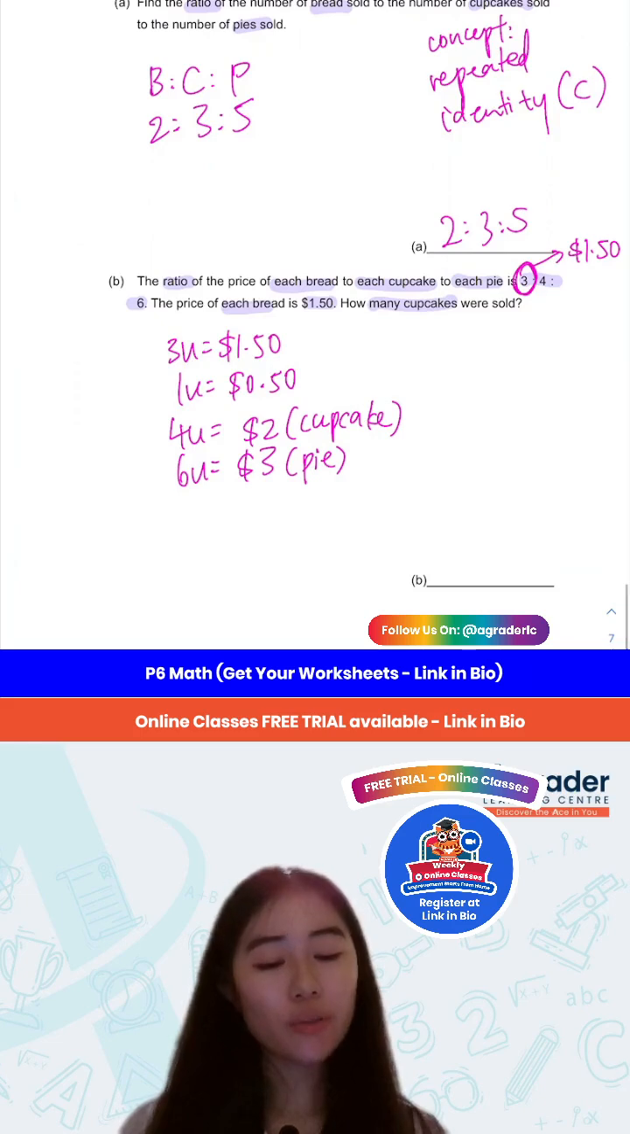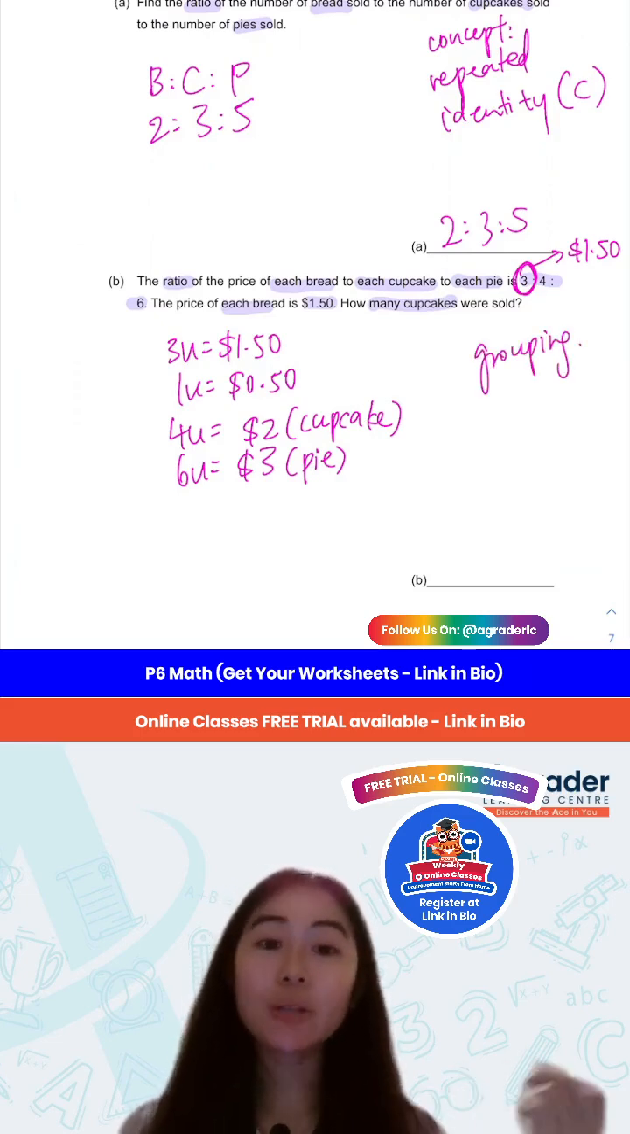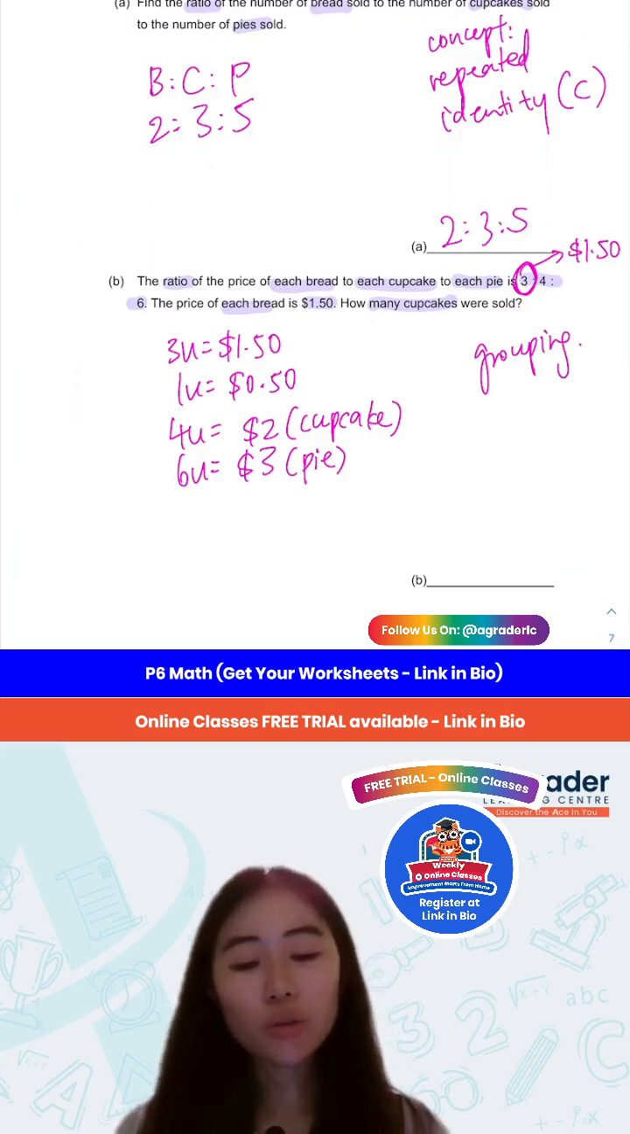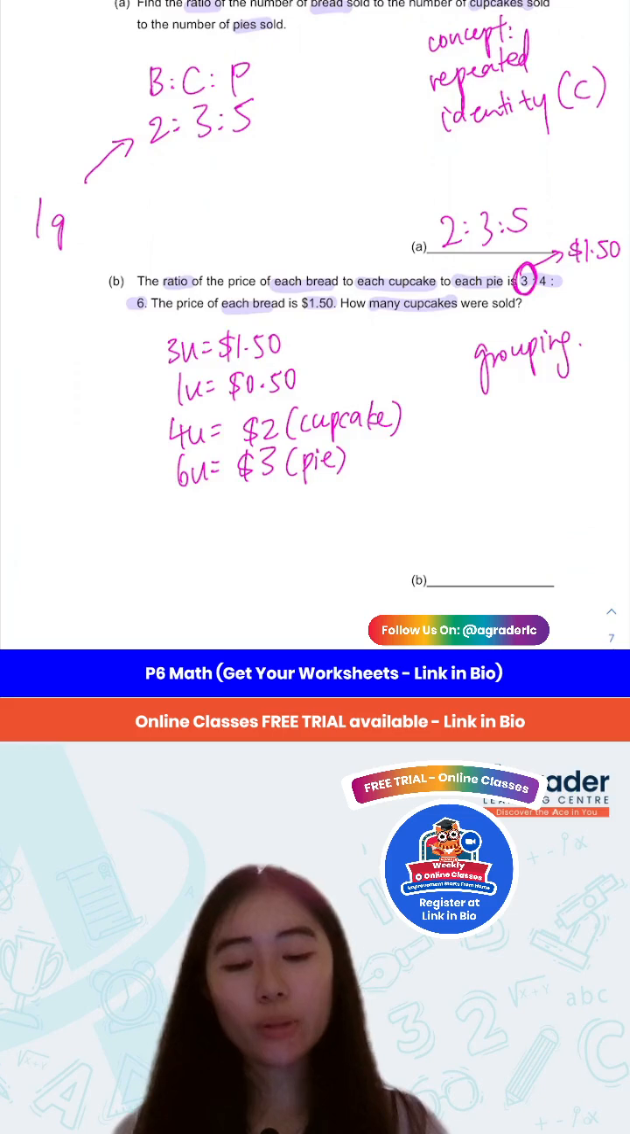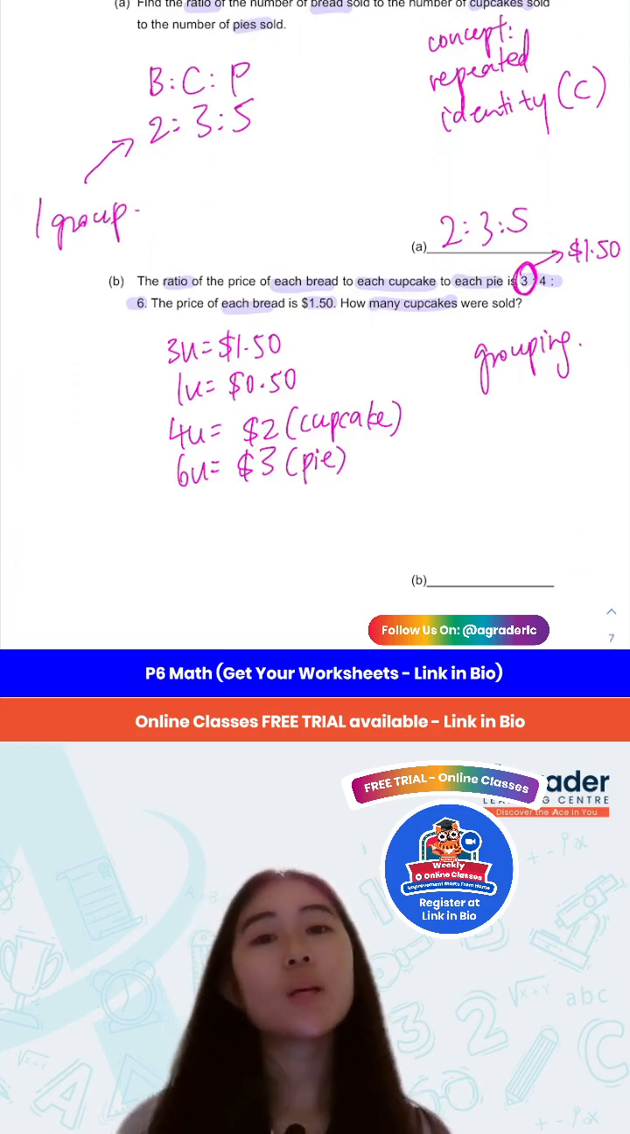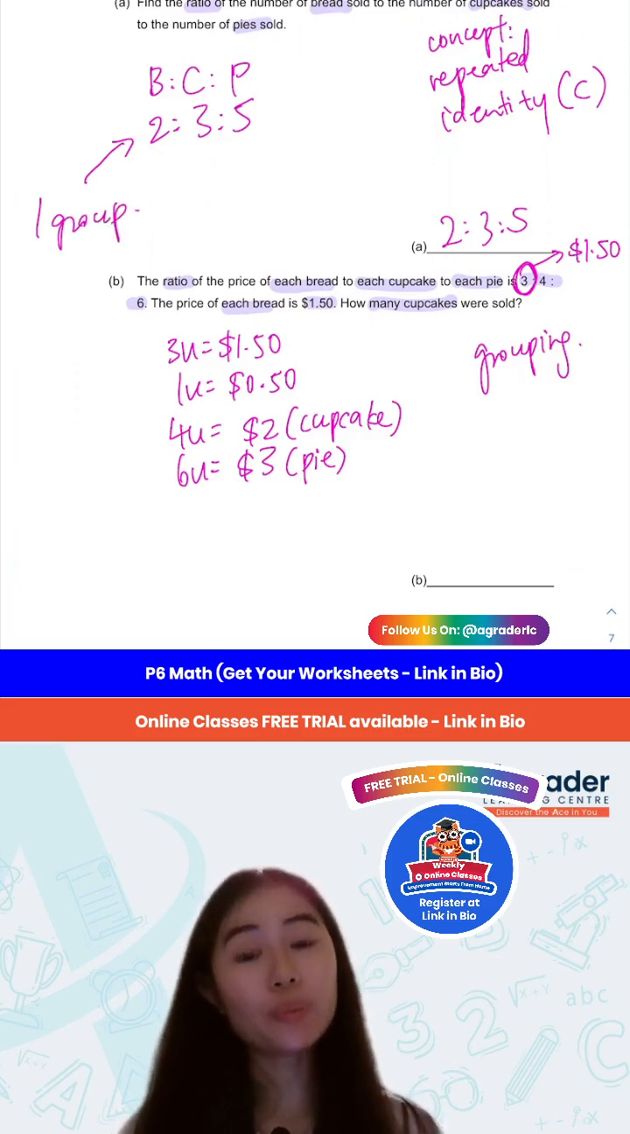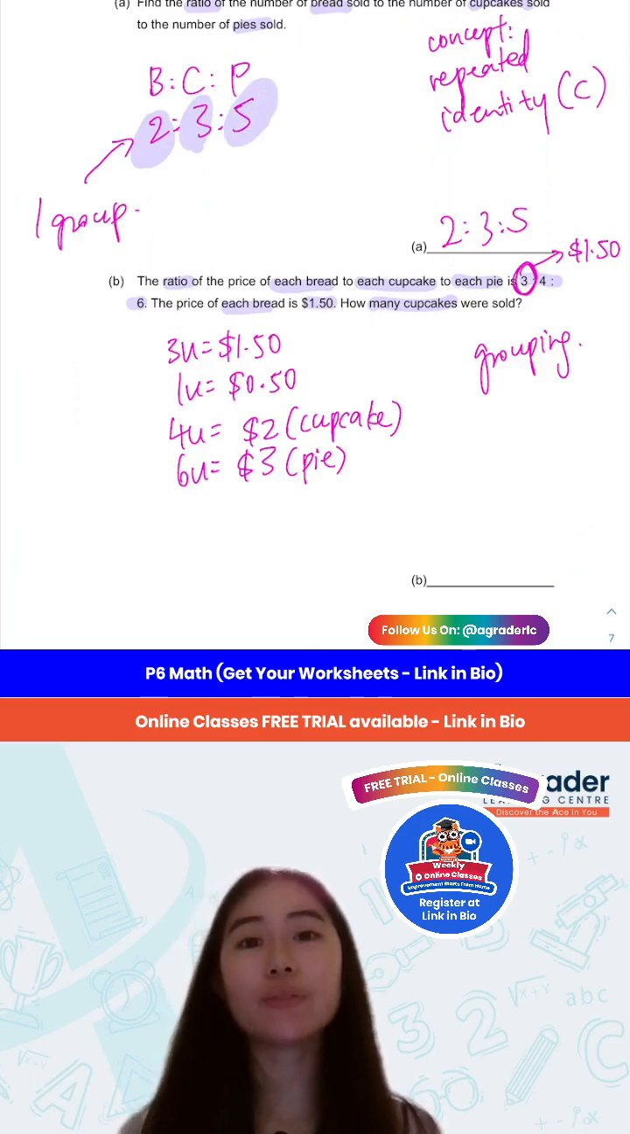Yeah, so actually for part B, you need to use grouping. And then you need to link it to your part A. Okay, so this one, I will let this be one group. That means I'm going to let one group be made up of 2 bread, 3 cupcakes, and 5 pies. Okay, so you need to find out how much this one group of items costs.